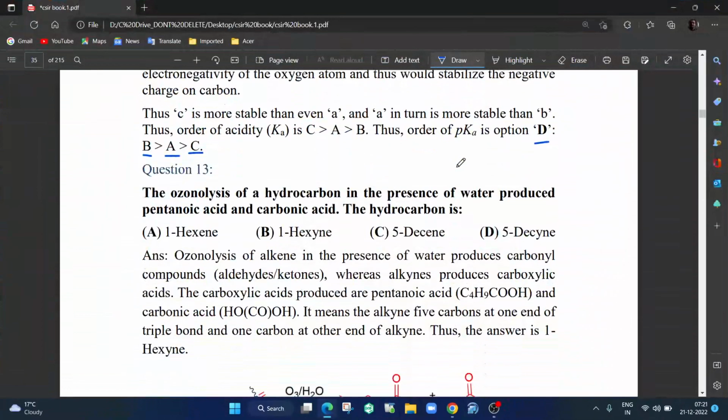Yeah, next question. The ozonolysis of a hydrocarbon in presence of water produces pentanoic acid and carbonic acid. Now this is the simplest question possible. So of course hexene, if you do ozonolysis, you get a carbonyl group, aldehyde or ketone, you don't get acid. But here they are giving you pentanoic acid, carboxylic acid, and another one is also acid. So it has to be alkyne. So it is either hexyne or decyne, 5-decyne.